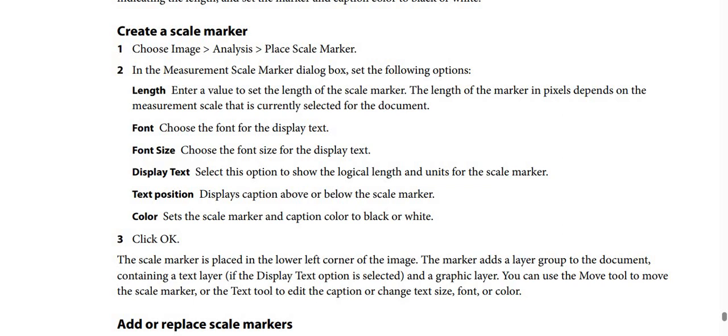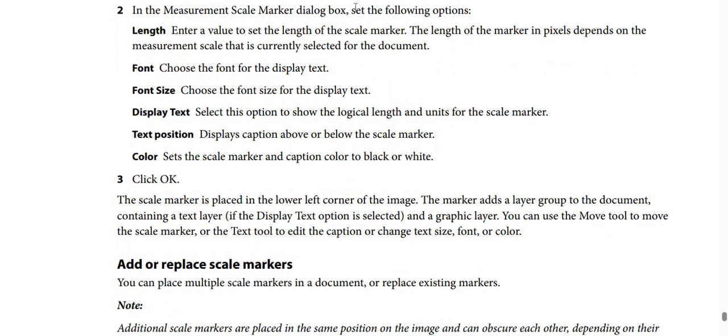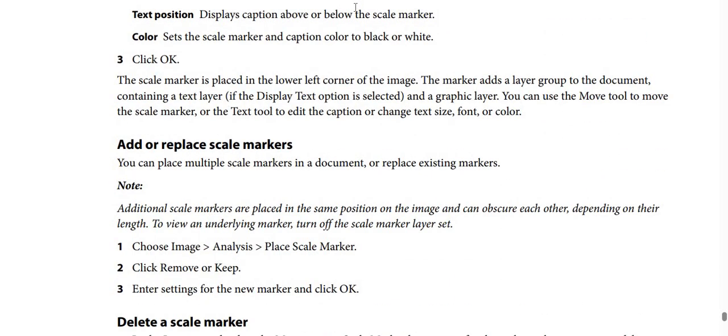So what's the meaning of display text? It means select this option to show the logical length and units for the scale marker. And what about text position? Text position means display the caption above or below the scale marker. And what about color? Color means set the scale marker and caption color to black or white. And number 3, click OK to finalize.